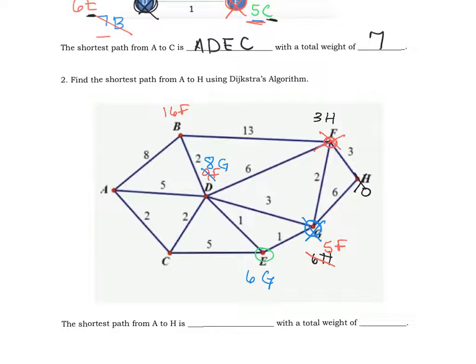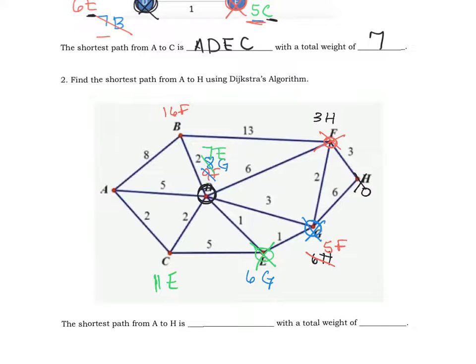Okay, and so 6 plus 1 is 7. I came from E. 6 plus 5 is 11. I came from E. And so that's all I can go to because G's already been visited. So we're going to mark that as visited. And then between the 11, the 7, and the 16, the 7 has the smallest total distance.